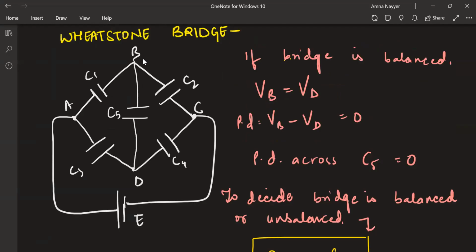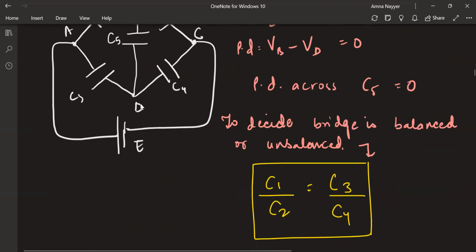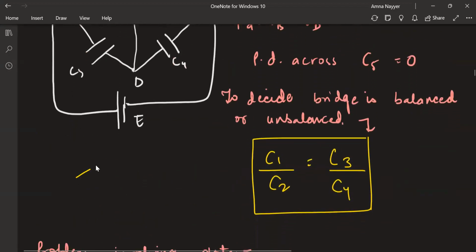Now see, if potential difference is the same, there won't be any charge flowing through it, right? Yes, ma'am. This will act as an open circuit, right? No need of the wire. So you can simply remove the wire from your circuit. And when you remove the wire from the circuit, how will it look like? It will look like this.